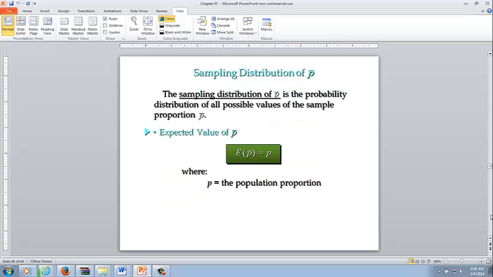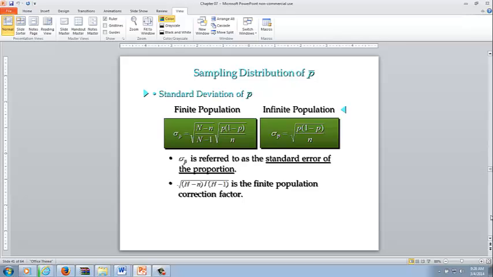Remember St. Andrews College. Again, these are the results we get. The expected value of the sample proportion, P bar, will be equal to the population proportion. That is, P bar is an unbiased point estimator of P.